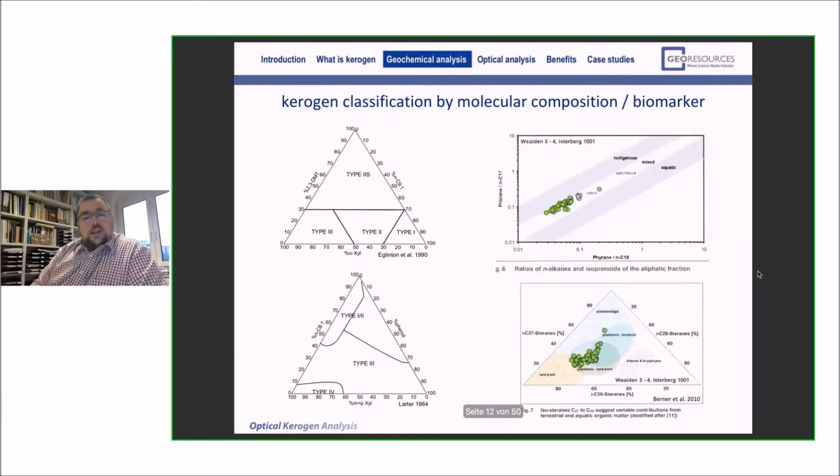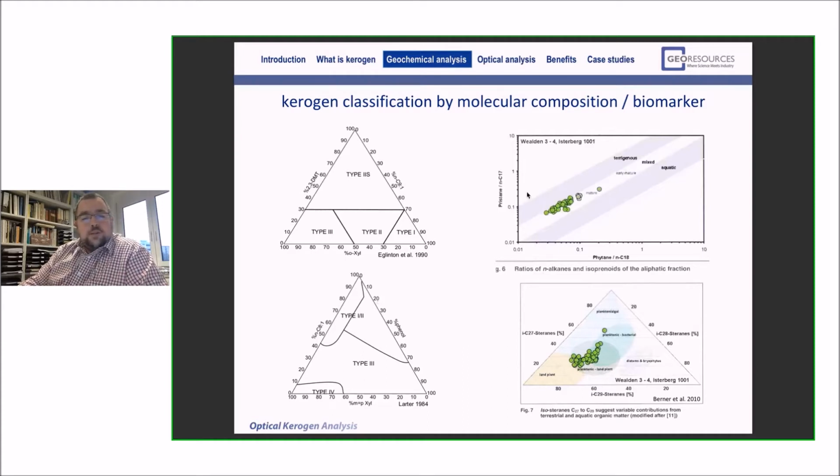So apart from this, more and more in the 80s and 90s and up to date, it has become more and more common to use molecular compositions of the organic matter in the source rocks. And we can use hydrocarbon-relevant molecules like here and define with different plots the different kerogen types depending on the different molecules.